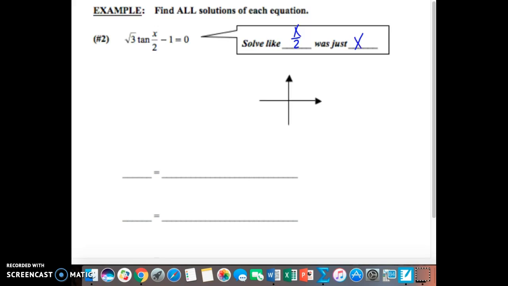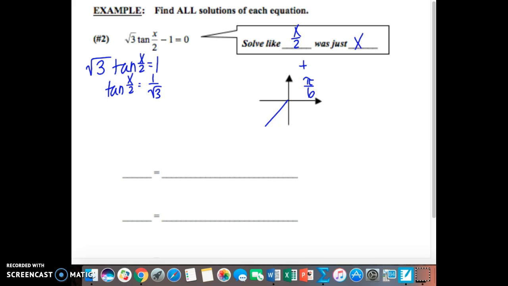So solving for tangent of x over 2, we first need to add 1 to both sides and then divide by the square root of 3. So we have tangent of x over 2 equals 1 over the square root of 3. Thinking of what angle gives us a tangent value of 1 over the square root of 3, that would be in quadrant 1 where tangent is positive, at pi over 6. And again, we know it would happen again in the third quadrant.